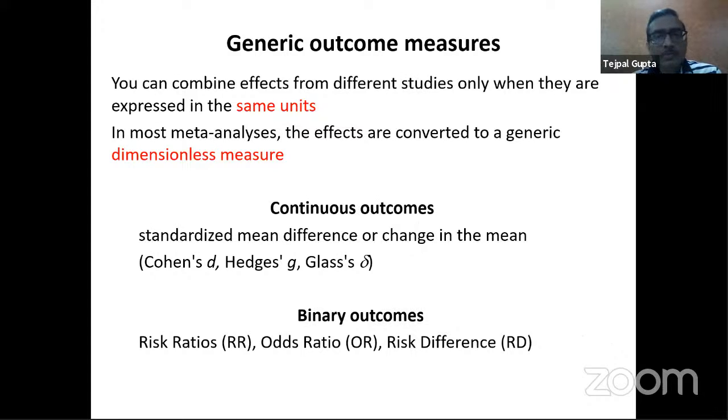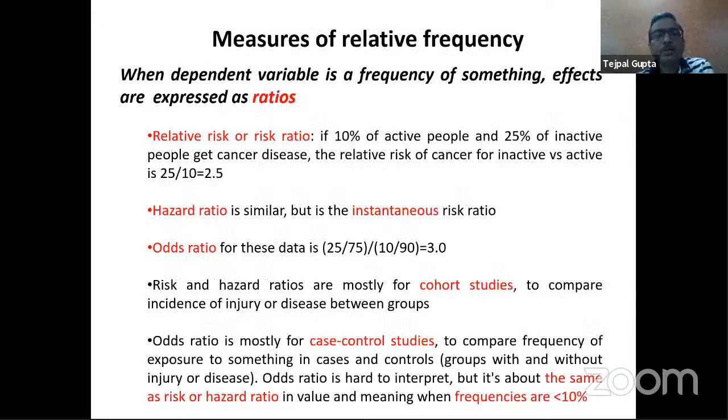Now, you can combine effects from different studies only when they are expressed in the same units. In most meta-analyses, the effects are converted to a generic dimensionless measure. So for continuous outcomes, it could be the standardized mean difference or the change in the mean. And for binary outcomes, it is typically the risk ratio, the odds ratio, hazards ratio, and the risk difference.